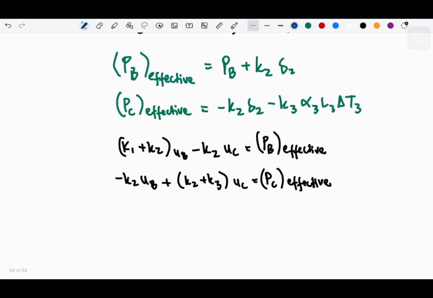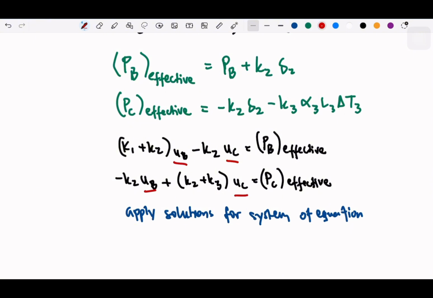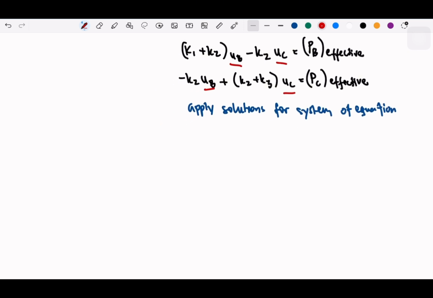So we can apply solutions for a system of equations. If you have taken some math course using matrices, you can use Cramer's rule. We have two equations, UB and UC, two variables. This will be our constant, right? It can be any number. Basically we can use either substitution or elimination, or even Cramer's rule to get UB and UC as our solutions. Because this is not having any exact number. But if it is having a number, you just need to compute with the number.